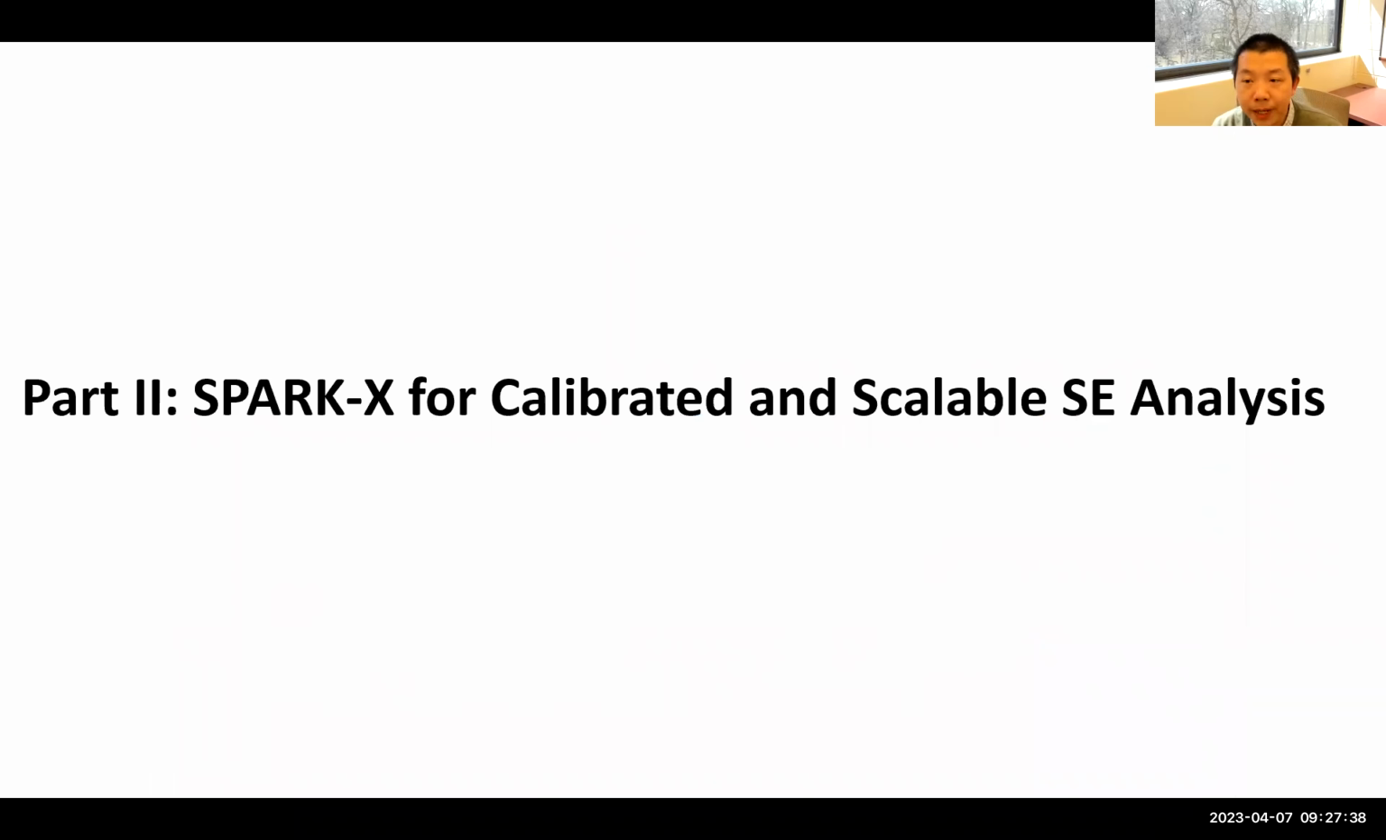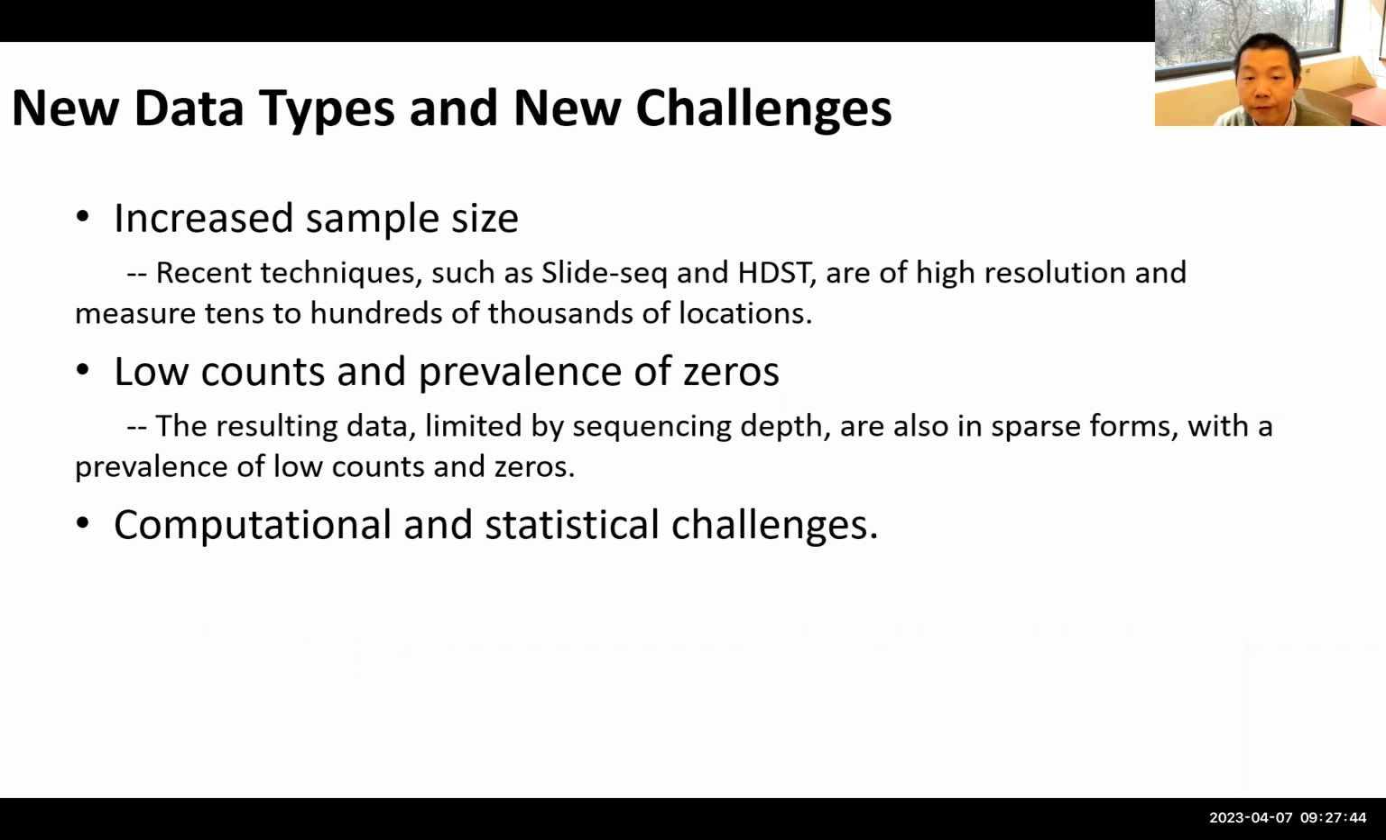When we developed SPARC, it was in 2018, so that's 3 or 4 years ago. After we developed SPARC, the field of spatial transcriptomics has been developing really fast. There are a lot of new data types coming out, and those new data types give you a much higher spatial resolution, but they also give you much larger data sets that create new challenges.